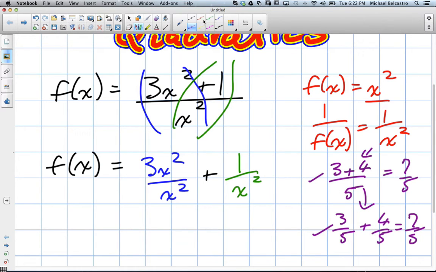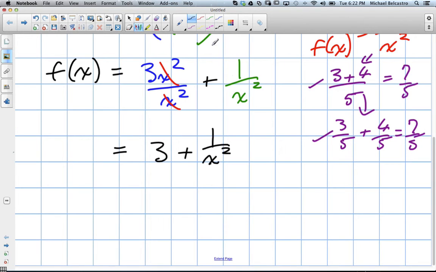So we've expanded here, and what that helps us do is eliminate the rational part of this function. Now we're left with 3 plus 1 over x squared. That gives us a translation. I'm just going to rearrange this so it looks like 1 over x squared plus 3. This plus 3 is outside of the function.